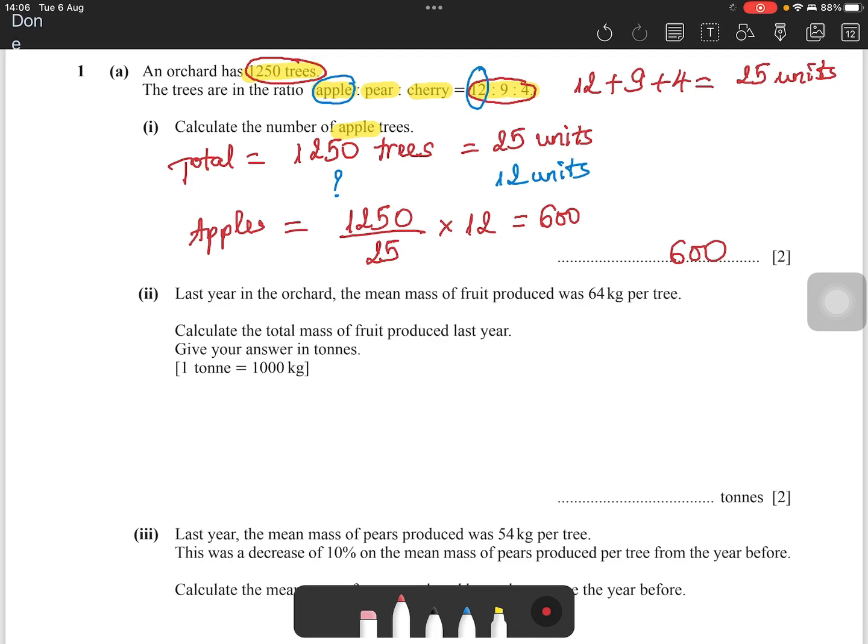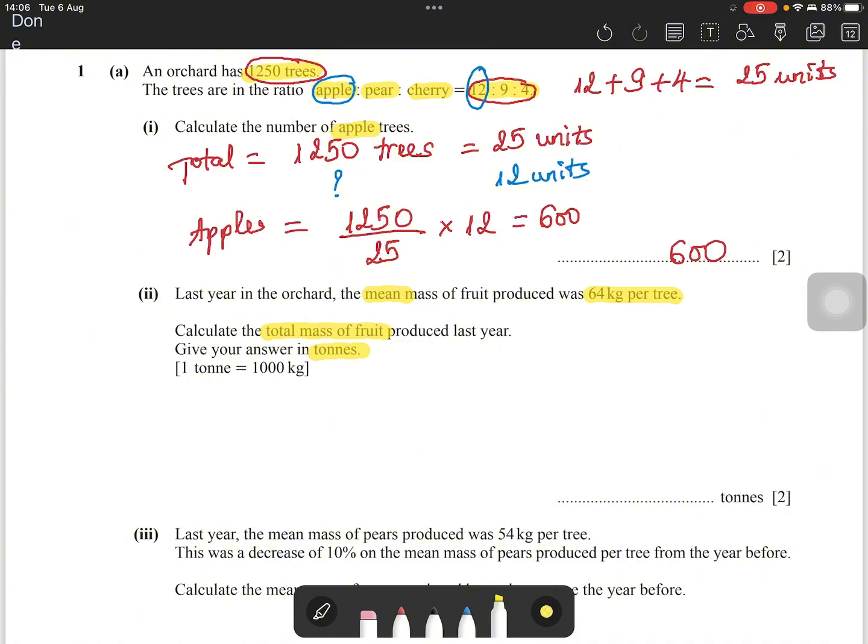Second question. Last year in the orchard, the mean mass of the fruit produced was 64 kilograms per tree. Calculate the total mass of fruit produced last year. Give your answer in tons.